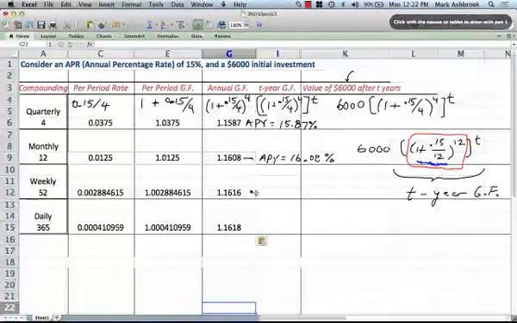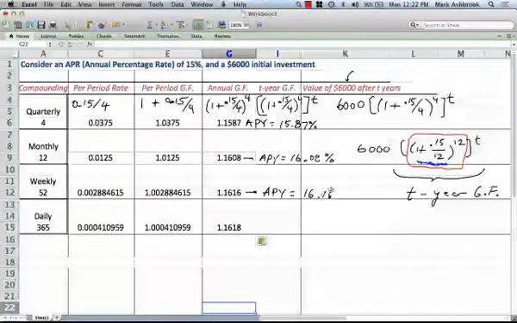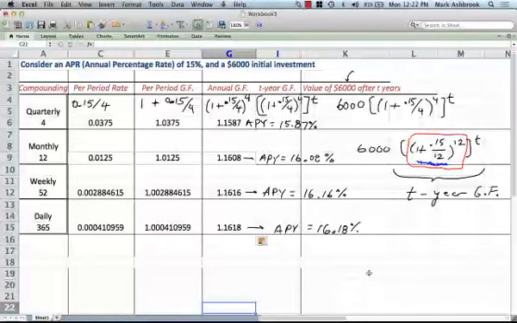You get a higher rate. So this APY is 16.16, and then daily 16.18. So the more often that we take the interest and put it back into the account so that the interest can build on interest, the more often we do that, the better the results if we're the investor here, right?